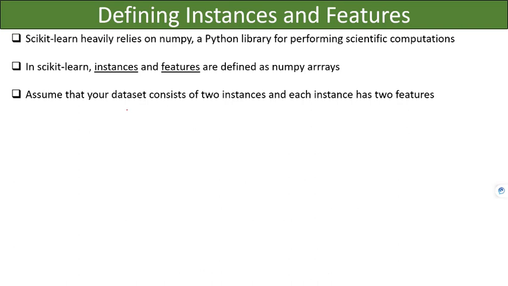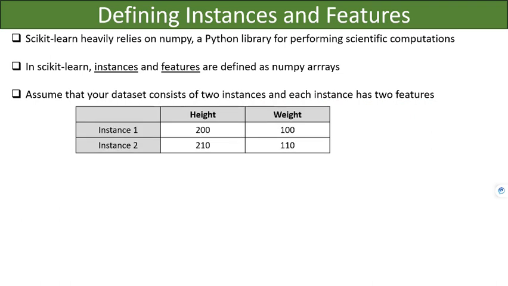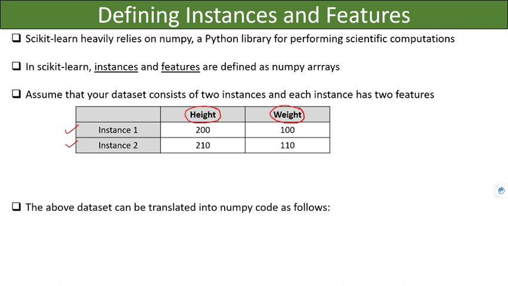Assume that your data set consists of 2 instances and each instance has 2 features. We will discuss one example here. So this is instance 1, this is instance 2, and it has 2 features. The first feature is called height and the second feature is called weight. So in this data set you have 2 instances and 2 features.